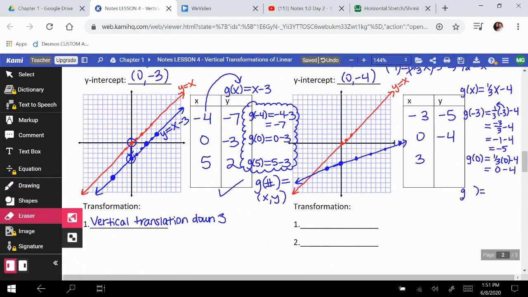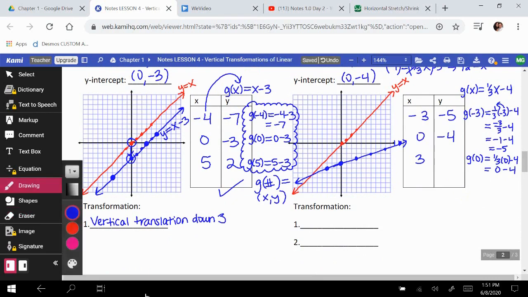Let me give myself a little bit more space. g of 3 would be 1/3 times 3 minus 4. Now be careful here. That's going to give me 3/3. What is 3/3? Anything divided by itself is 1. So 1 minus 4. Notice it's 1, not 0. And then we get -3. Do I have a point at (3, -3)? Sure do. All right, that looks good.